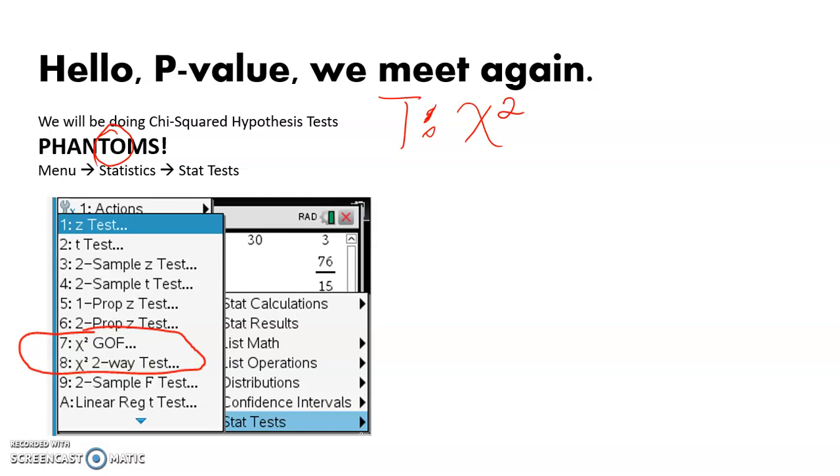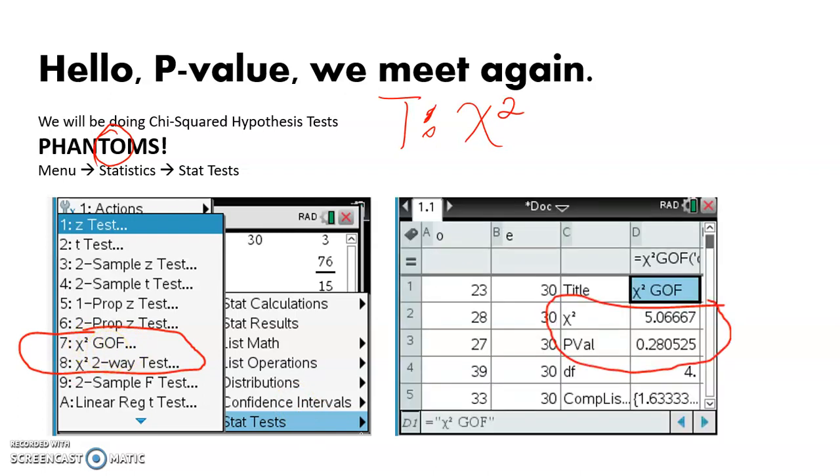If you go into your stat test menu in the TI Inspire, you'll notice there's one that says chi-squared GOF. That stands for chi-squared goodness of fit test. And then the other one is the chi-squared two-way test, which we will use for tests for homogeneity and independence. Now over here, when I actually run that test, so here's with the Skittles problem, observed values, expected values, I run that goodness of fit test, you can see the chi-squared value of 5.066, which we did calculate by hand earlier and got the same number.